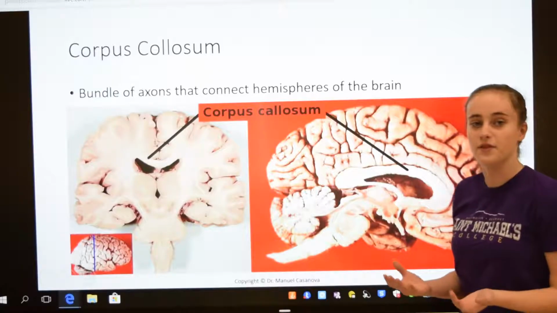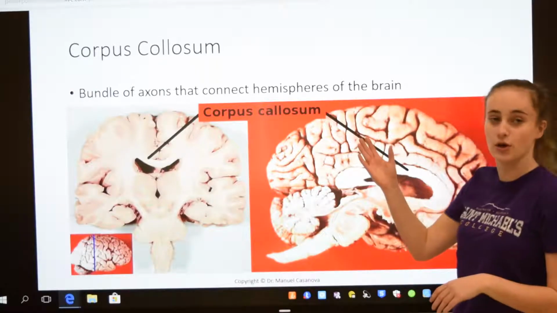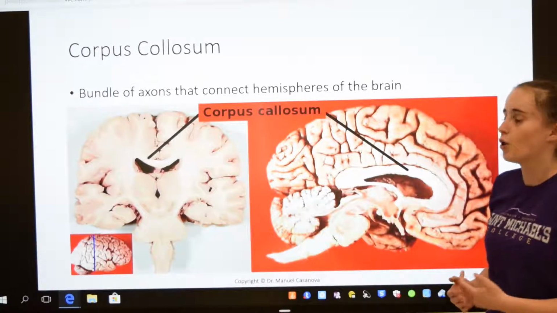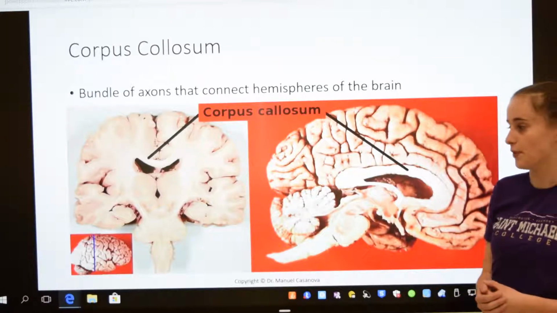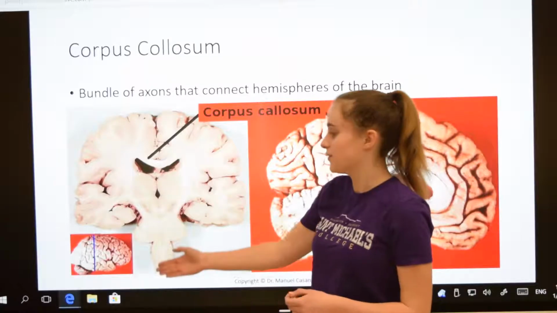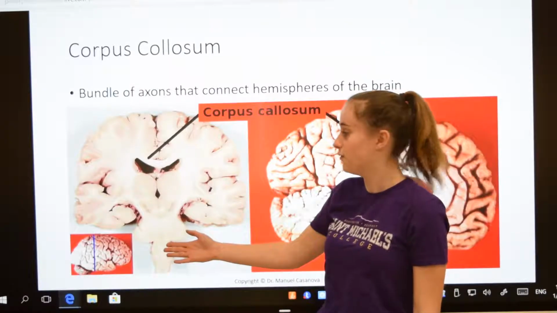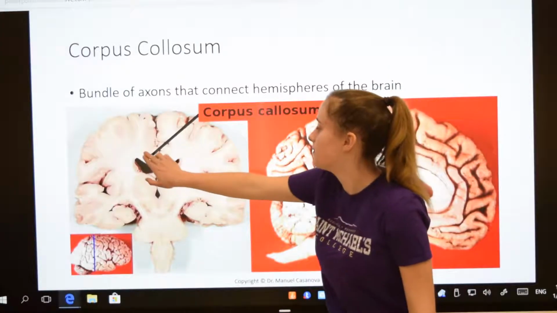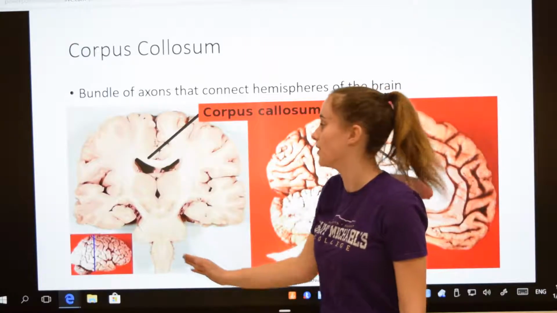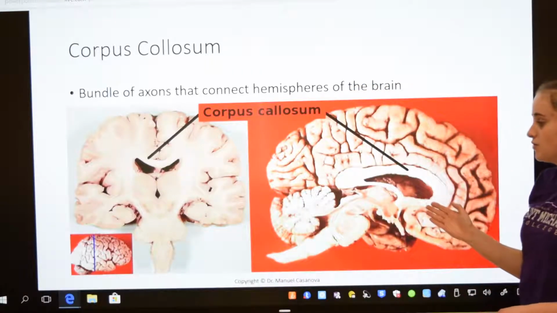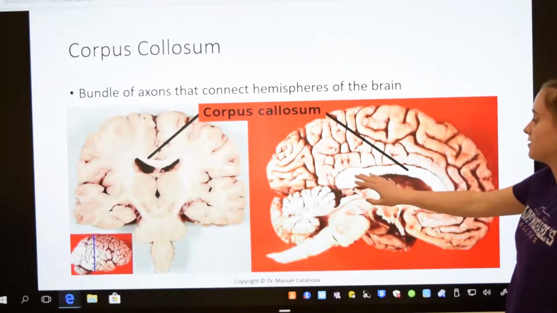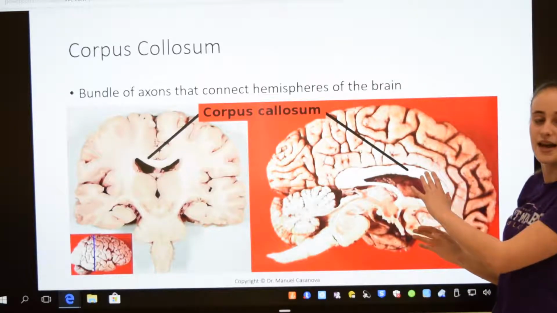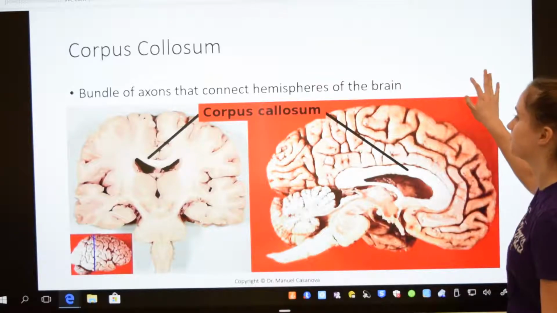So some parts of the limbic system include the corpus callosum, like I just mentioned. And the corpus callosum is simply a bundle of axons that connect the hemispheres of the brain. So in this transverse slice right here, like we mentioned before, you can see the corpus callosum connecting the two halves of the brain. And then in this image right here, this mid-sagittal slice, you can see the bundle of axons right here that would connect the second half of the brain if it was present.